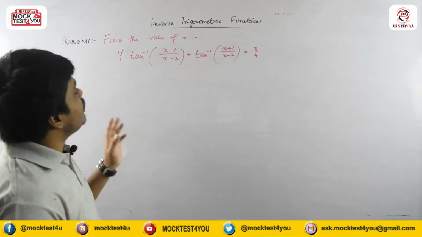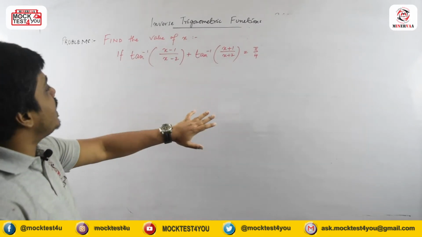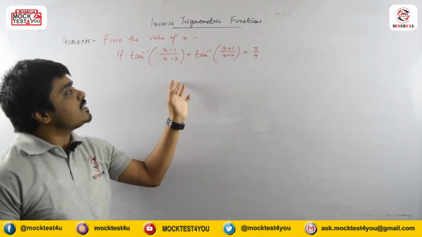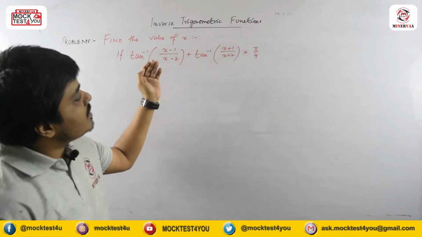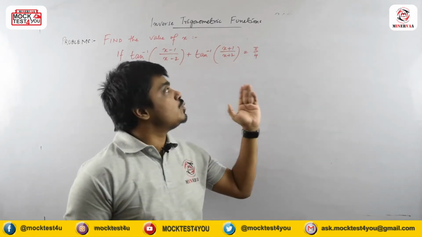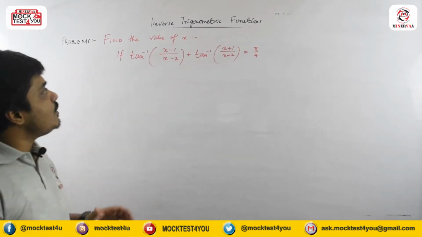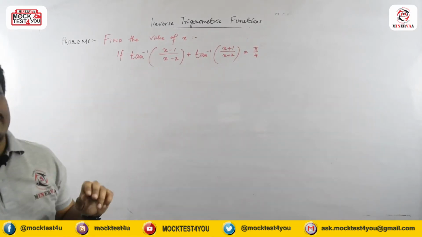So the first problem of the day is: find the value of x if tan inverse (x minus 1) divided by (x minus 2) plus tan inverse (x plus 1) divided by (x plus 2) is equal to pi by 4. So basically we need to find the value of x in here.